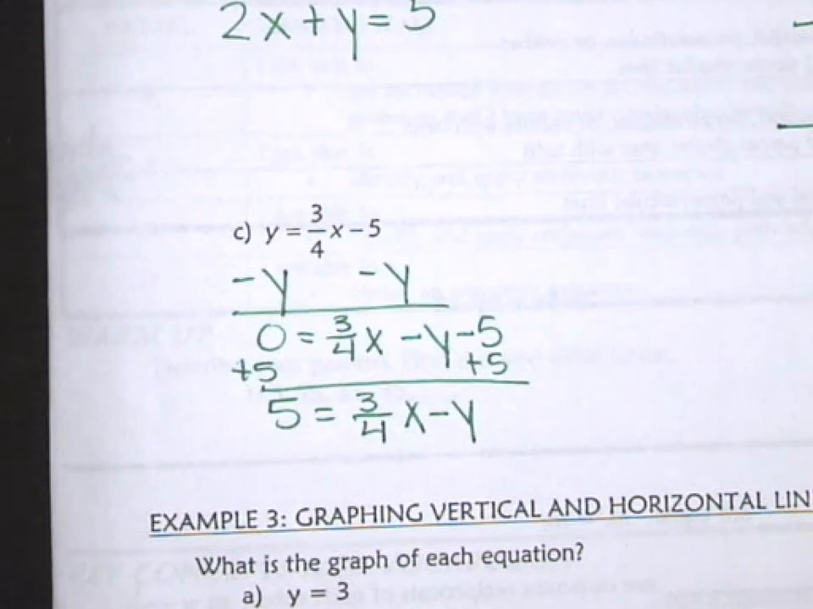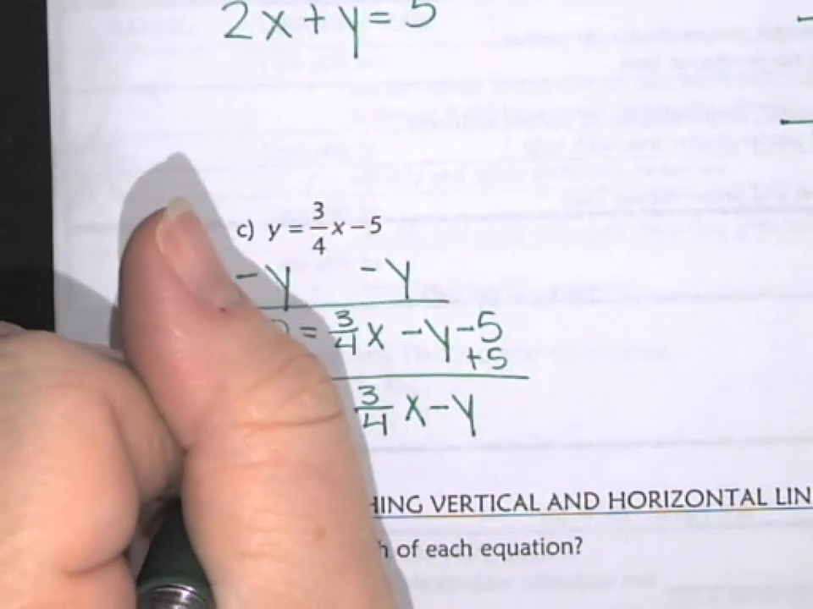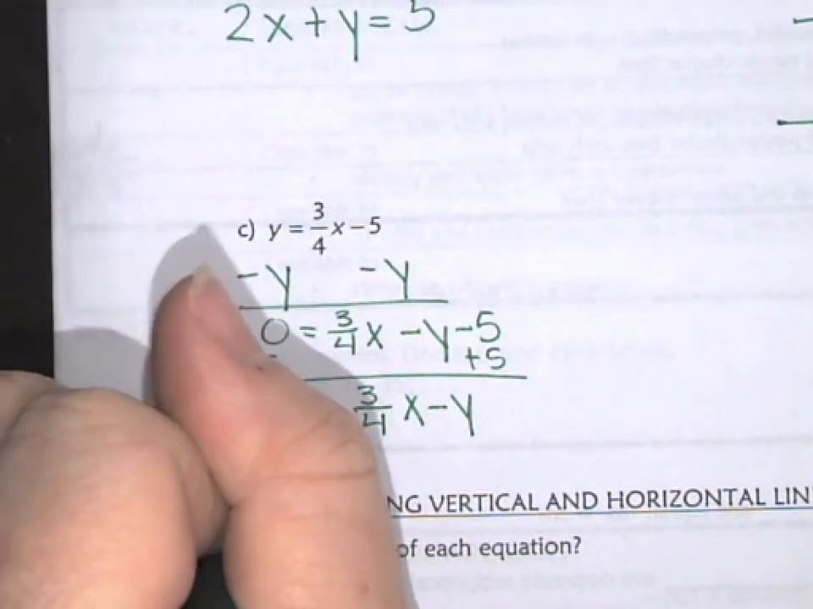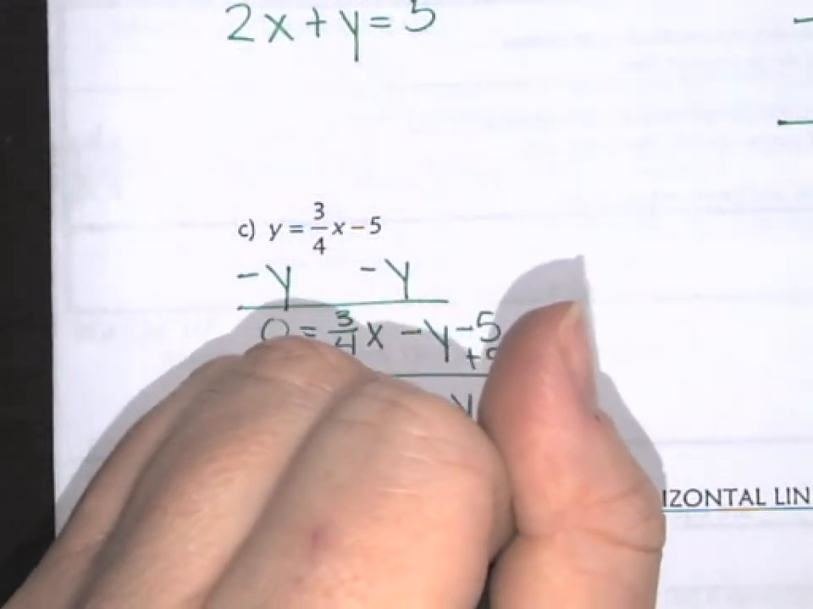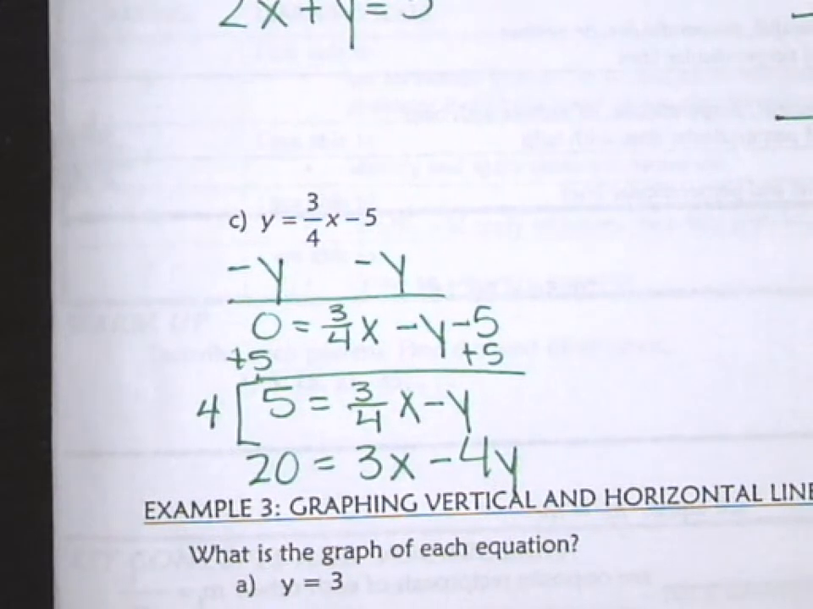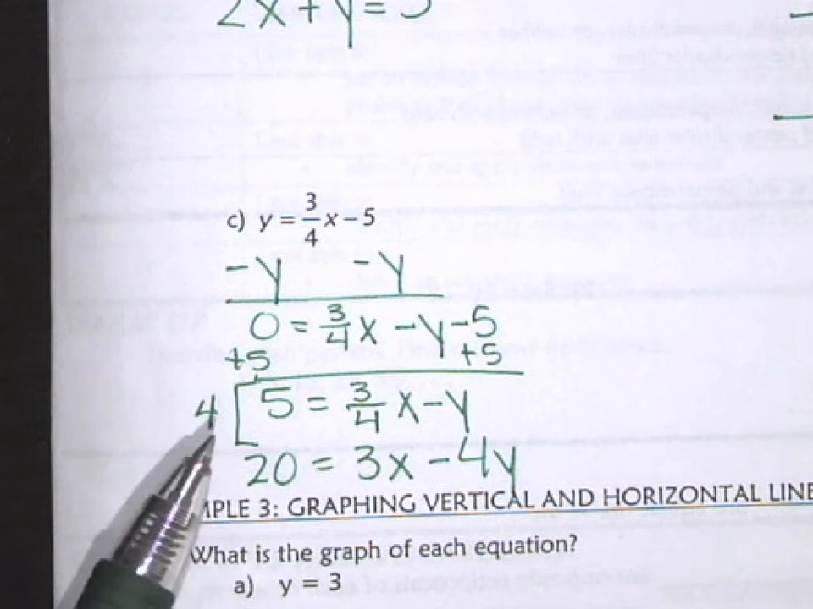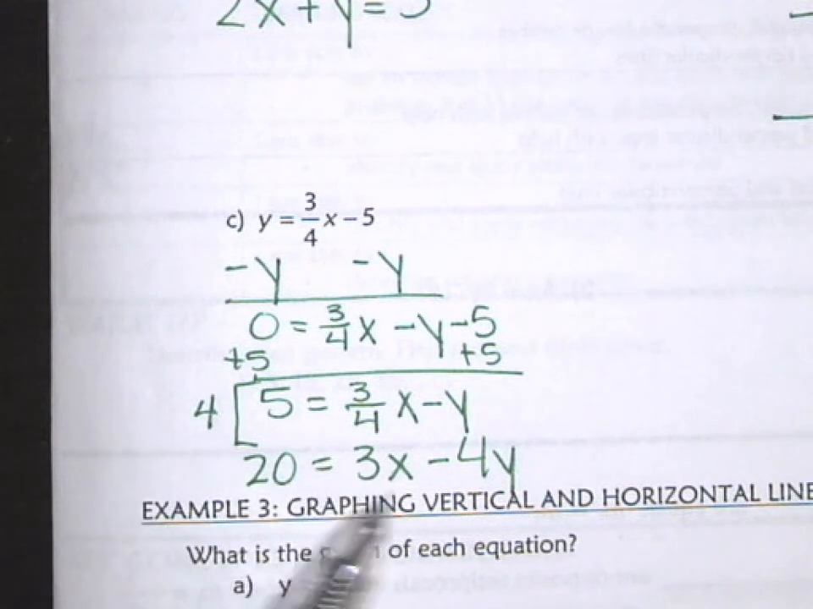And then we have to have integer coefficients, so I'm going to multiply everything times 4. Okay, so notice every term I multiplied by 4. 5 times 4, 3/4 times 4, and -1 times 4.